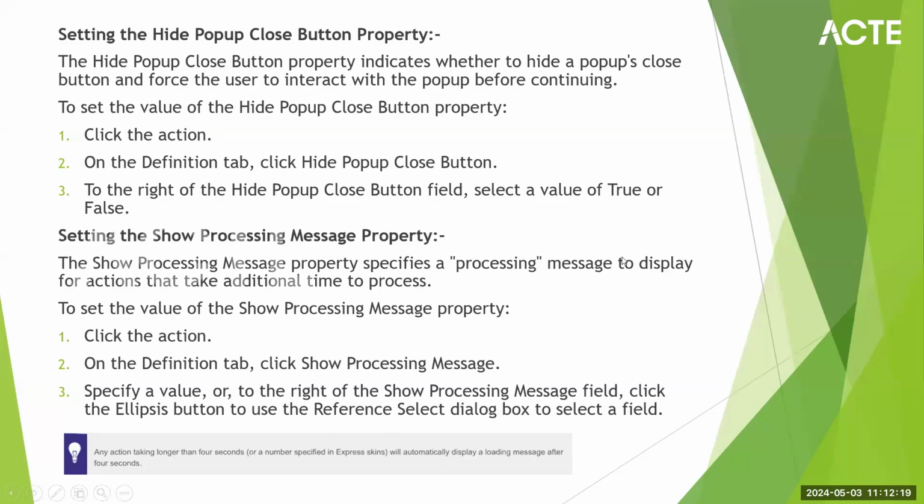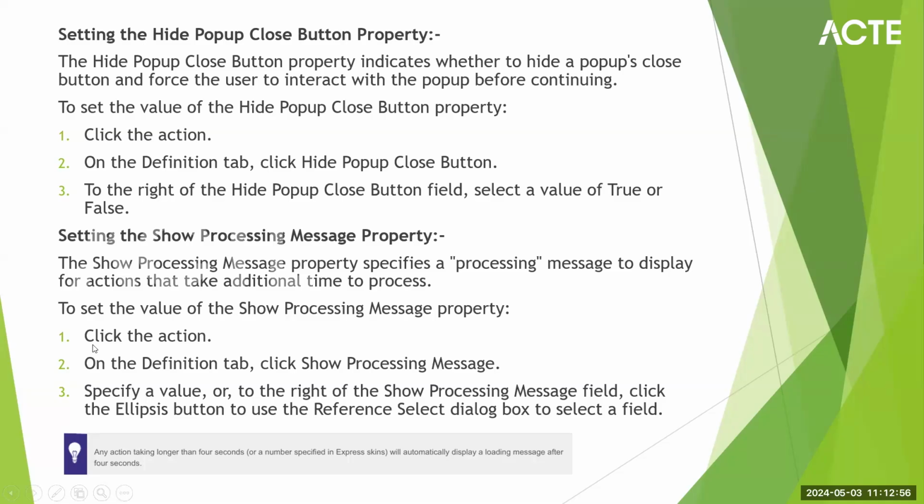Like clicking a yes or no button, that kind of thing. If you missed any mandatory fields, there will be a warning triggered in the pop-up to fill all the mandatory fields. Those kinds of messages are called the show processing message property. How do you do that? Click on the action, and on the definition tab, click show processing message, specify a value, or to the right of the processing message, click the ellipsis button and map the field.